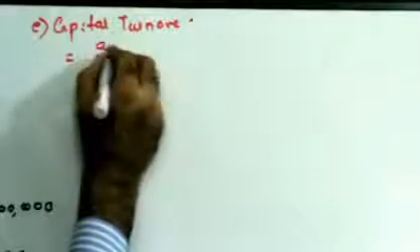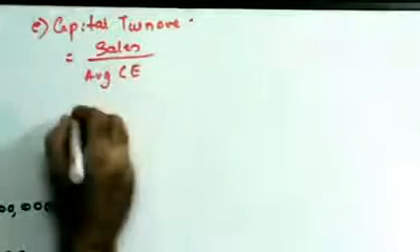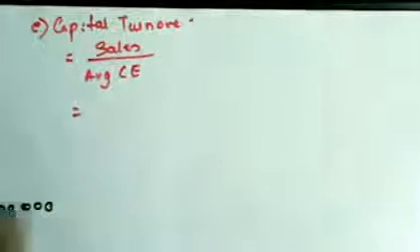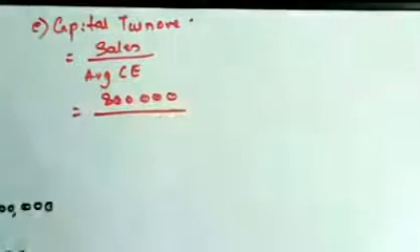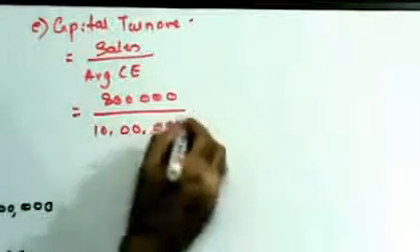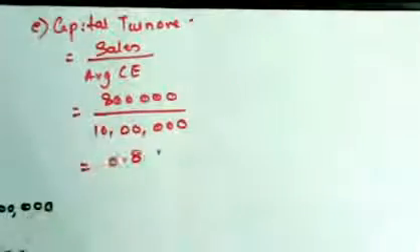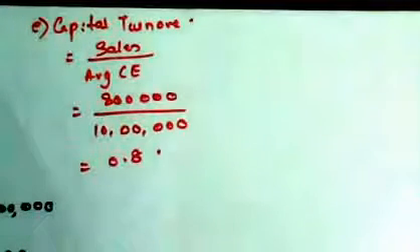Capital turnover is sales upon average capital employed. Sales you just found out as 8 lakhs, upon average capital employed. Average capital employed is 10 lakhs. That's 0.8. Capital turnover is going to be 0.8. Right? That finishes that sum.